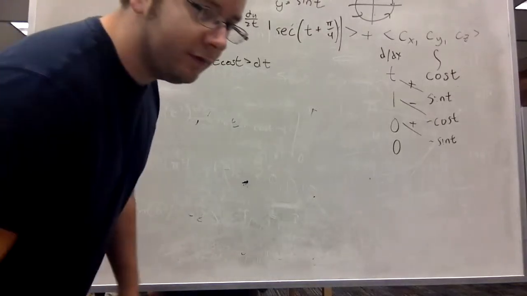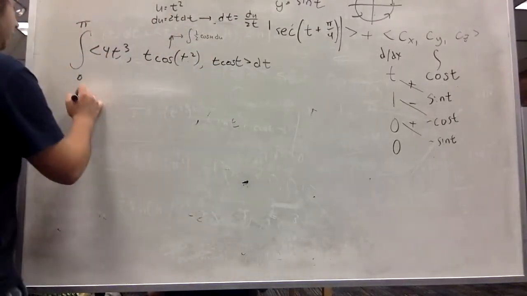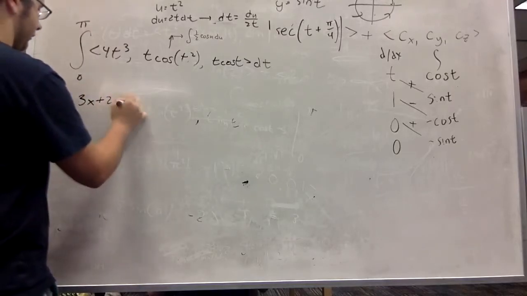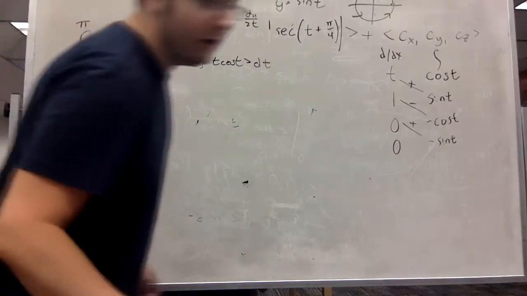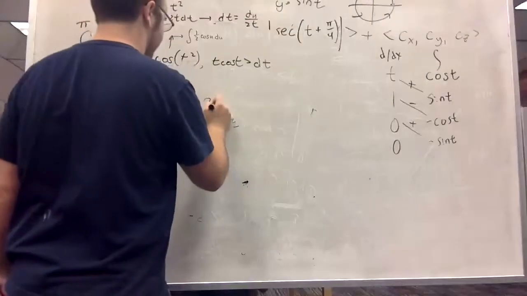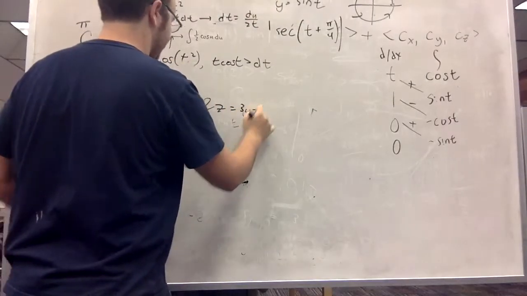The plane was what? 3x plus 2y equals z squared. That's not a plane at all. 3x plus 2y equals z squared. And 2z equals 3y minus 1.